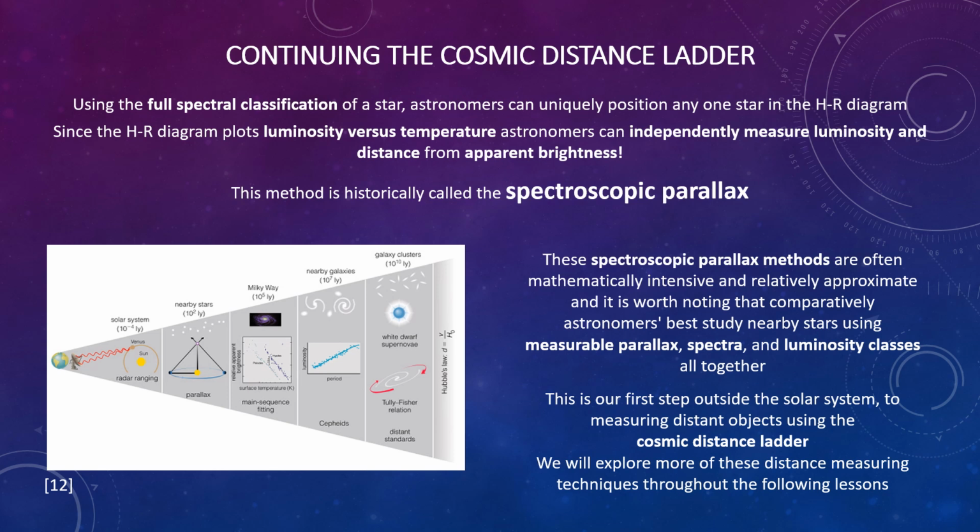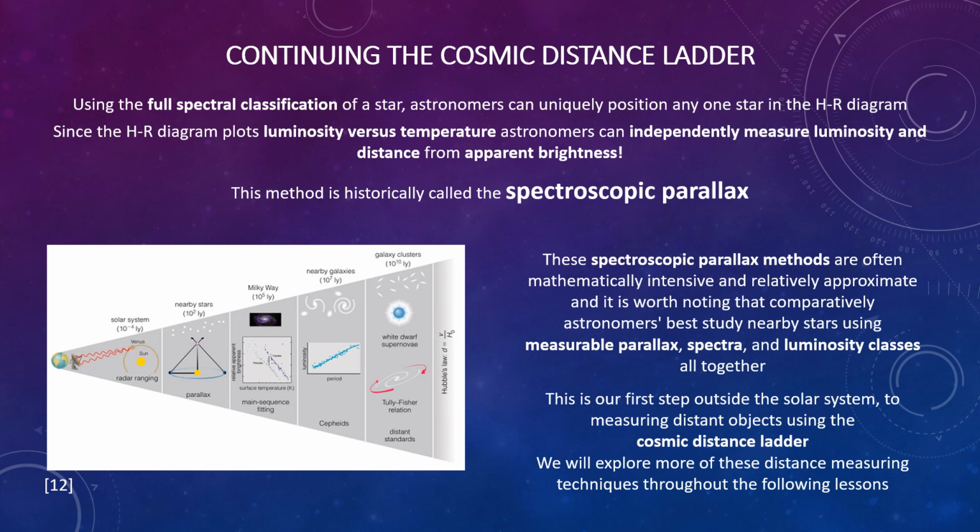Now we're going to really start to combine everything that we've talked about in this lecture so far, and we're going to apply this to a star's position on the HR diagram. So once we know its full spectral classification, we can know its unique position on the HR diagram. And since the HR diagram plots luminosity versus temperature, astronomers can then independently measure the luminosity and distance from its apparent brightness. This method has been historically called spectroscopic parallax.